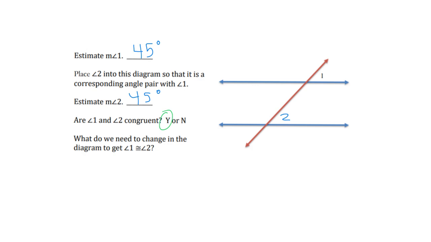It says, what do we need to do to change this? We don't need to change anything this time because they are congruent already. So here is the deal. We're going to learn some theorems on the next screen that tell us if we know that the two lines that are being cut by a transversal are parallel to each other, then we know quite a few things actually.